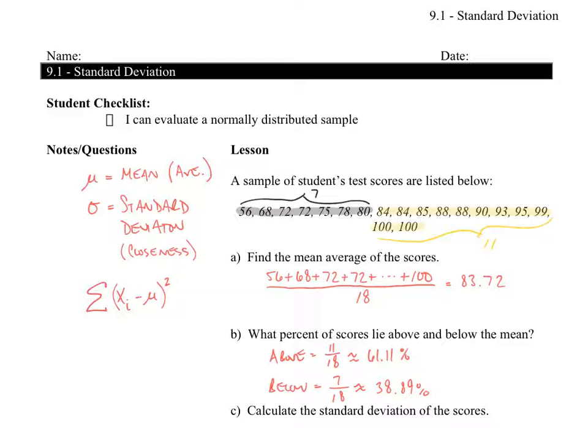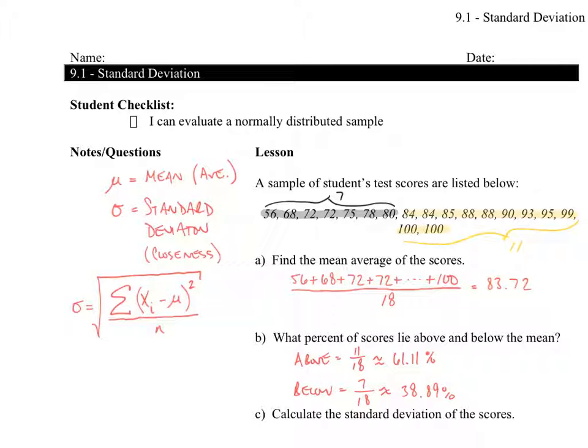All right, and then I'm going to take the average of that. So I've taken the difference between each number and the mean, squared them, added them all together, and I'm going to divide that number by however many pieces of data there are. And finally, take the square root of that whole thing, and that's going to give me my standard deviation.